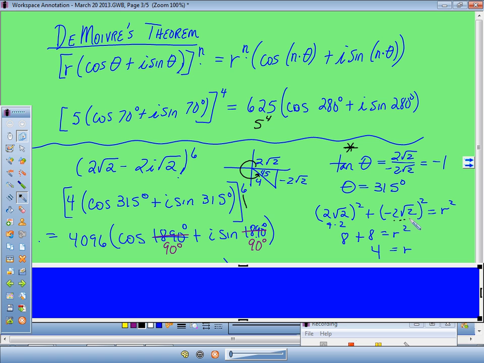Before I get rolling here, I'm about to run out of time, so I'm going to pause this right now and come back and finish this problem and then do the other problem we need to talk about.